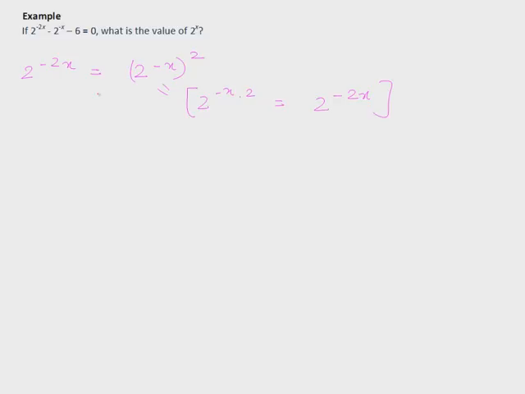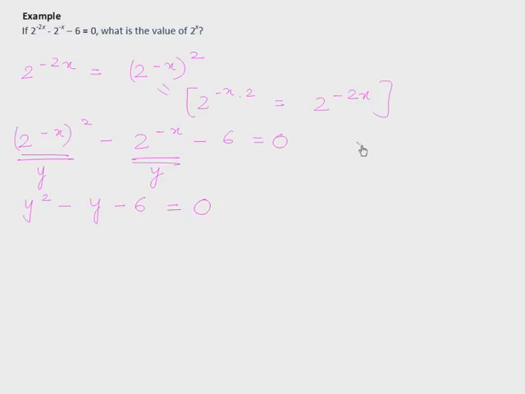So this is correct. Now I rewrite my equation as 2 raised to minus x the whole squared minus 2 raised to minus x minus 6 equal to 0. So now here's the big step. If I treat this as y, then I have the same y here. So this turns out to be a quadratic: y squared minus y minus 6 equal to 0.